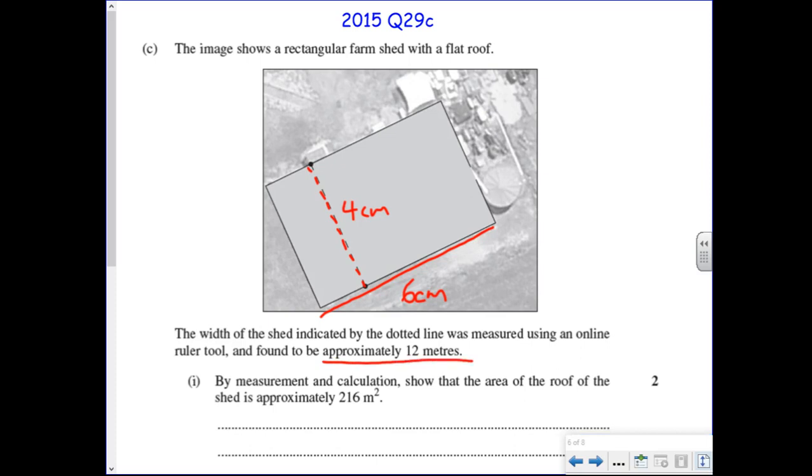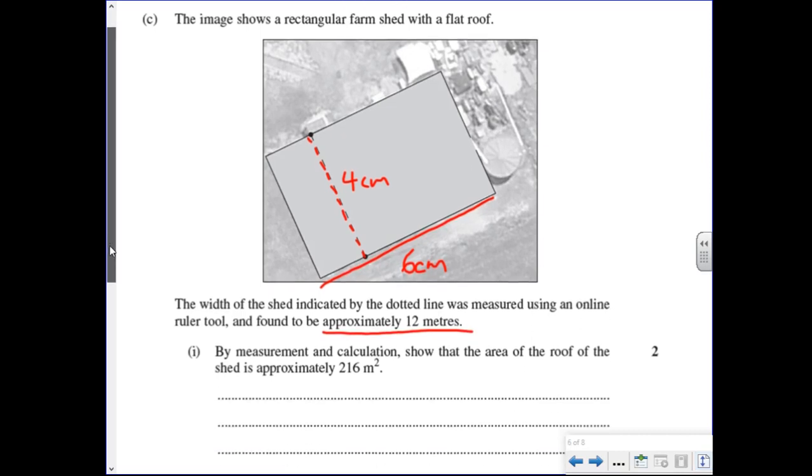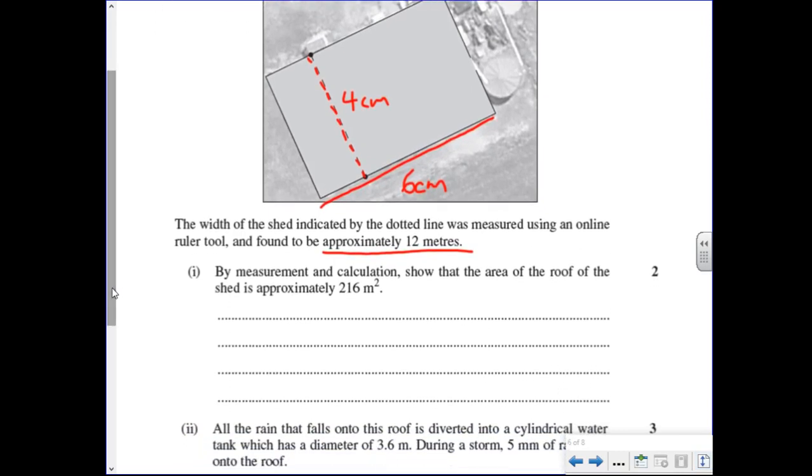Okay, so that dotted line that I've got there, if you printed out this piece of paper and got out a ruler, it would be about 4 centimeters. So that's what I've done there already. And then the width of it is 6 centimeters, which we'll use in a second. So by measurement and calculation, show that the area of the roof is approximately 216 meters squared. Alright, well, let's find the scale on this map. We're told that this 4 centimeters actually means 12 meters in real life.